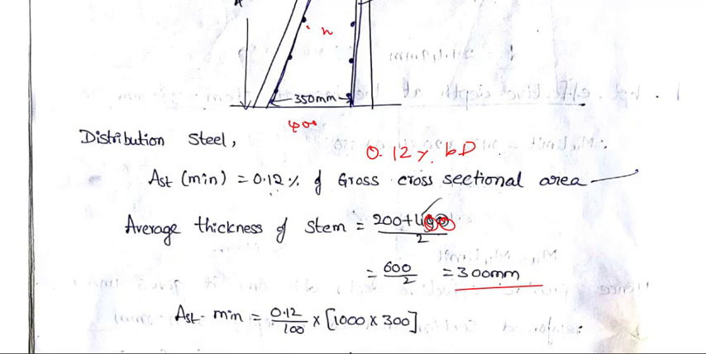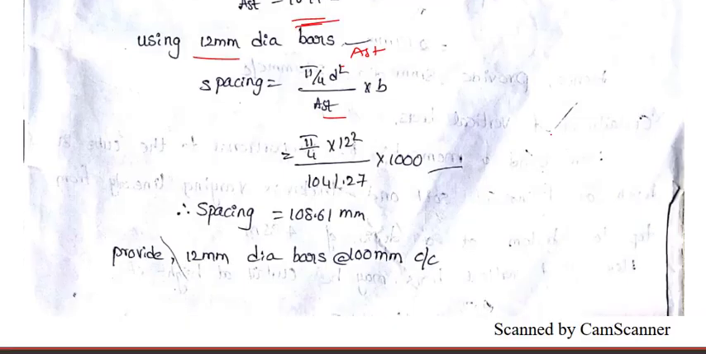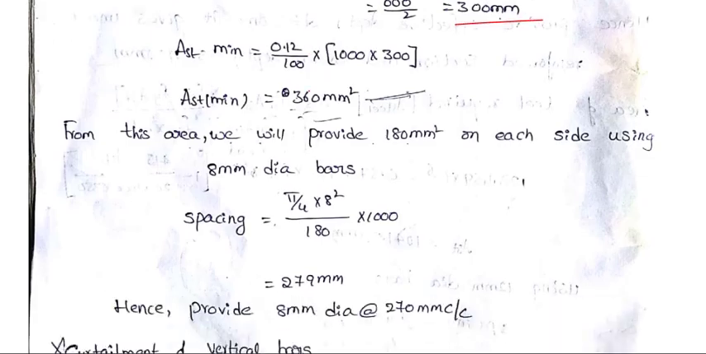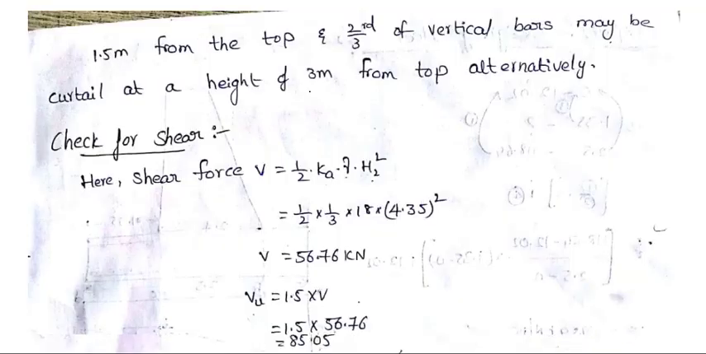So finally you will find out B is equal to 1000. So depth is equal to average depth 300. Why I am taking average depth means it is not a uniform one, right? It is from top to bottom, it is not uniform, it is gradually increasing. So that's it, it is completed.